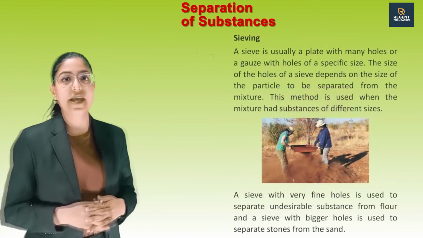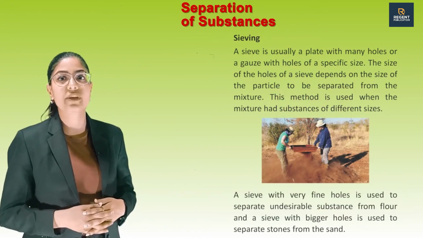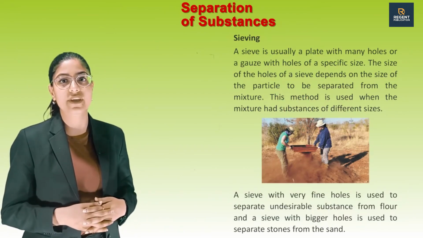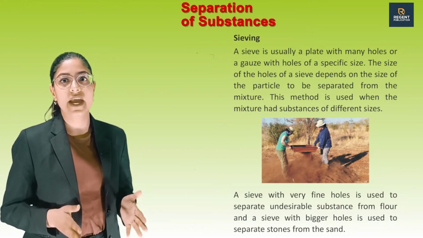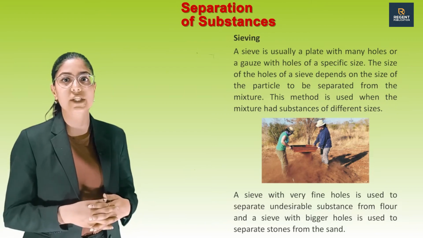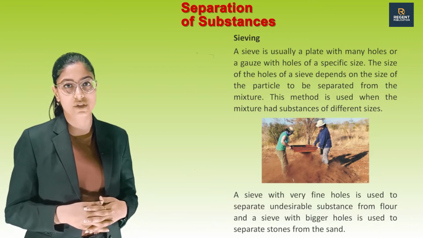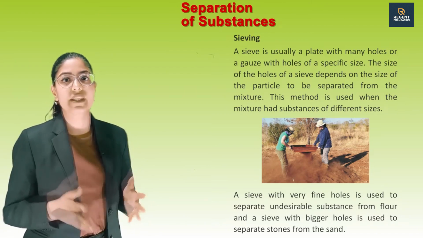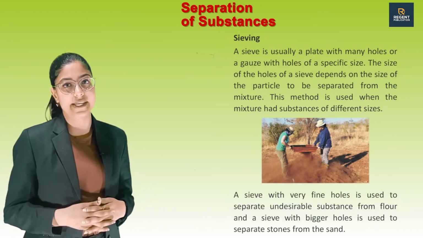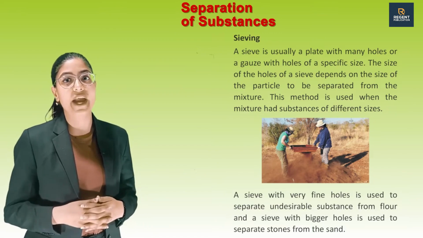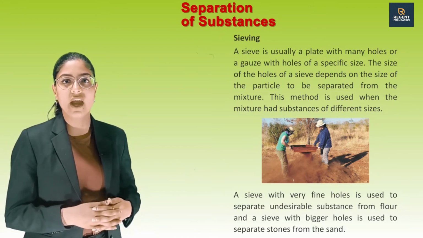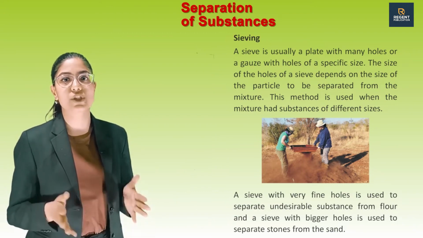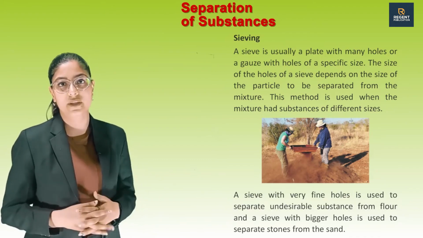Sieving. A sieve is usually a plate with many holes or a gauze with holes of a specific size. The size of the holes of a sieve depends on the size of the particles to be separated from the mixture. This method is used when the mixture has substances of different sizes. A sieve with very fine holes is used to separate undesirable substances from flour, and a sieve with bigger holes is used to separate stones from the sand.